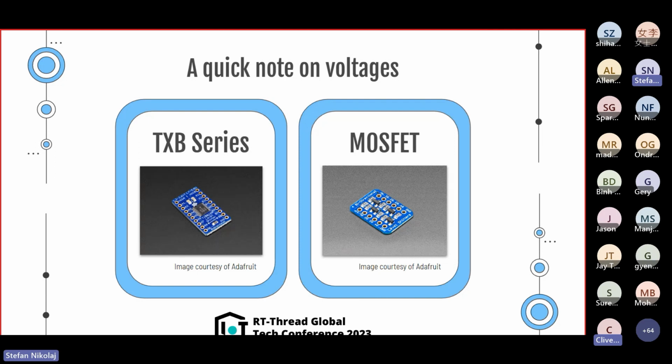And for example, you have the TI-TXB series, which has automatic signal direction detection, supports wide range of voltages, or discrete MOSFET level shifters. Both of these types have numerous pre-designed breakout boards available online, so implementation is convenient.